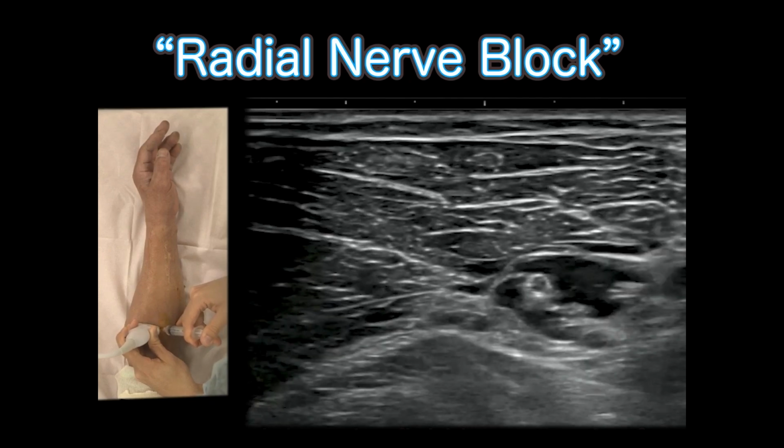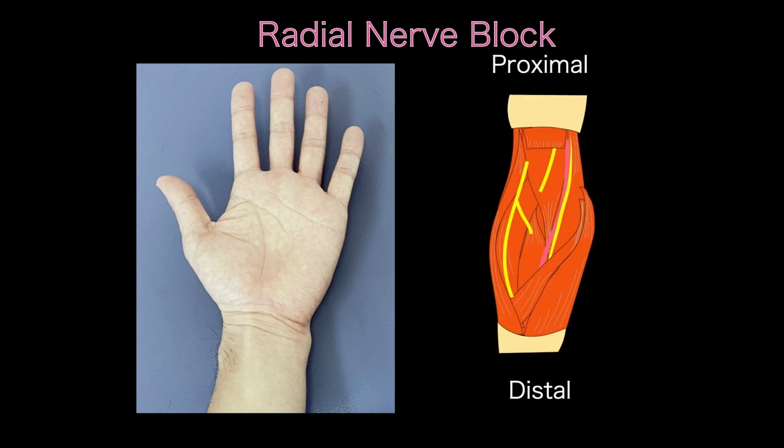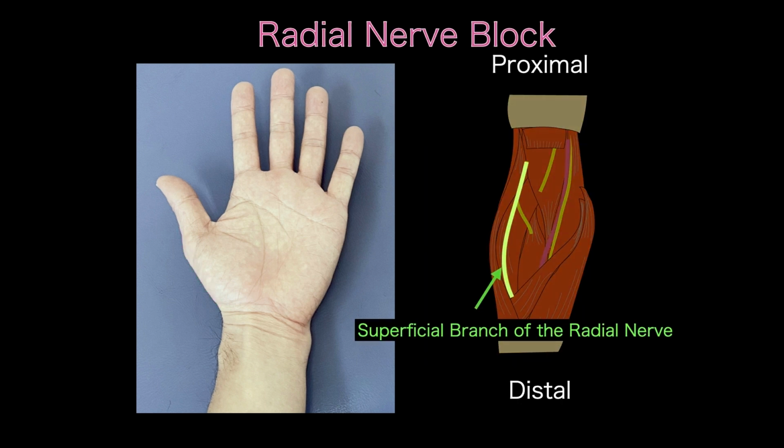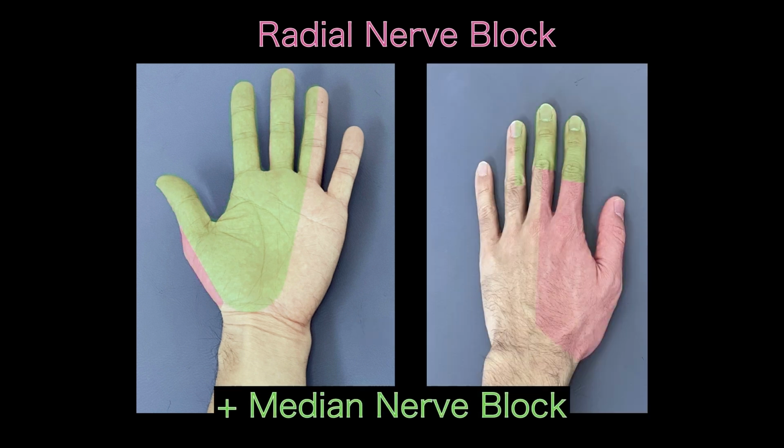Today, I'm going to talk about the radial nerve block. The radial nerve innervates the radial side of the hand. The target of this block is the superficial branch of the radial nerve. When combined with a median nerve block, you can cover most of the radial side of the hand.